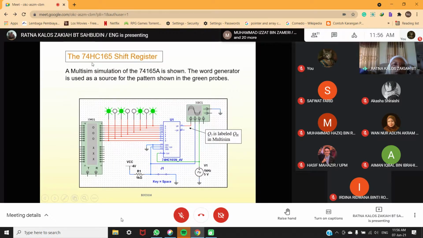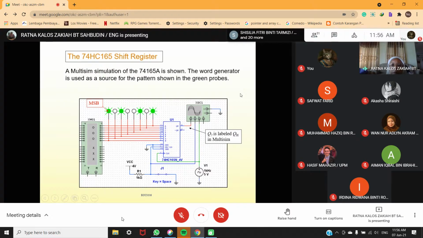Okay, now here is the 74HC165 shift register. This is using Multisim, I guess. You can design this. The Multisim simulation of the 74165A is shown. The word generator is used as a source for the pattern shown in the green probes here. So you see the green probe here. It goes inside here, and then you can design this in the lab.